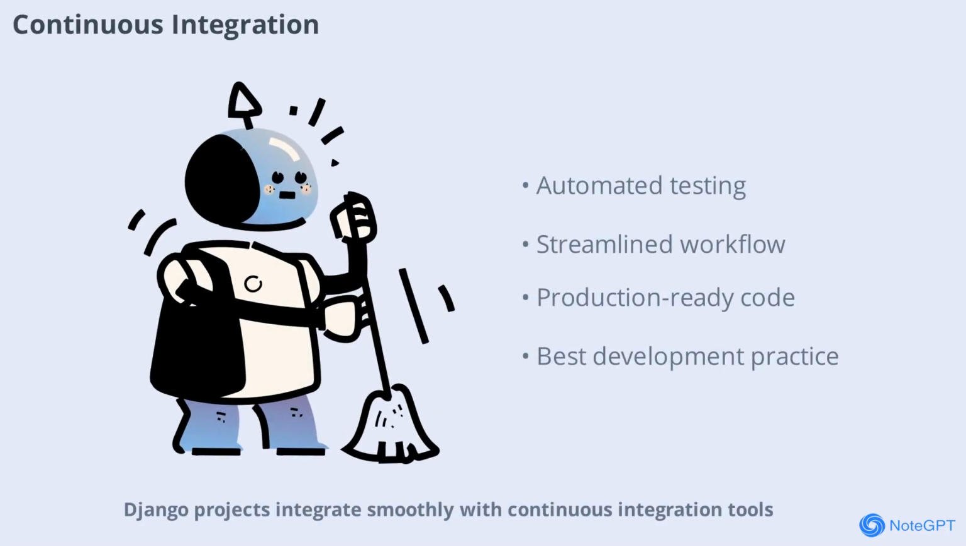Django projects integrate smoothly with continuous integration tools, enabling automated testing and deployment. This streamlines your development workflow, catches issues early, and ensures your code is always production-ready. Continuous integration is a best practice for modern software development.